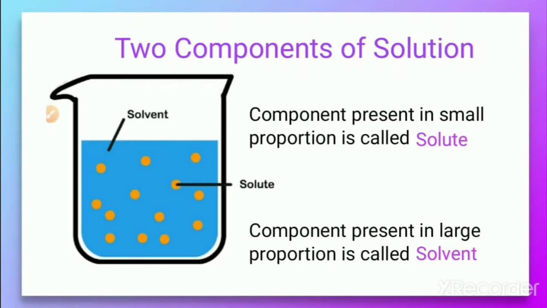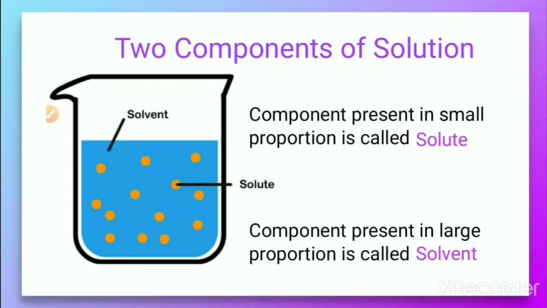For example, if I am adding both sugar and salt in water, in that case we can say that there are three components, that is sugar, salt, and water. But basically we will consider the two components of a solution, which are solute and solvent.